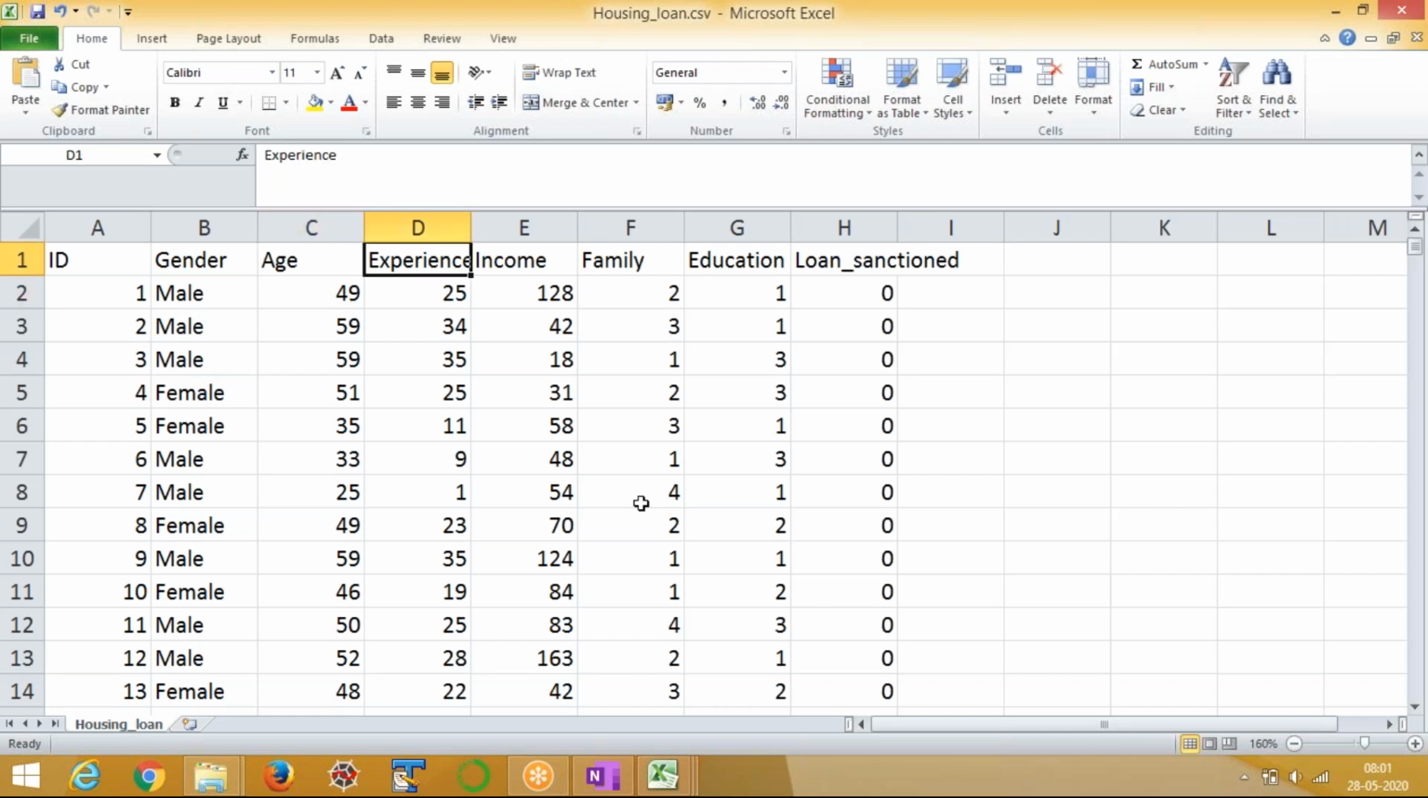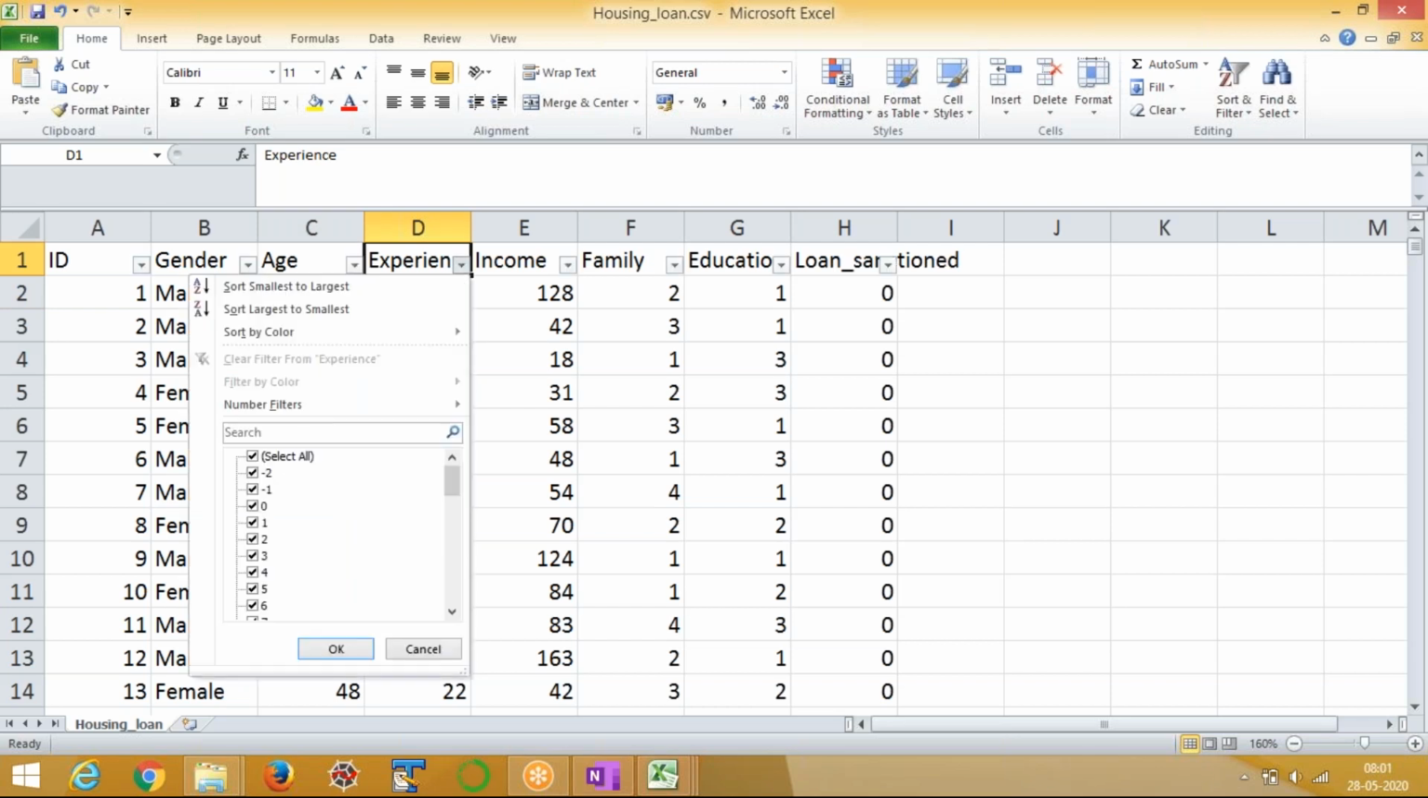Experience. Same continues. If I open it like this, I can see some negative values here: -2, -1. 0 means zero experience, okay, that matters, but -1 and -2 mean something is wrong in the data. Understanding the data is correct, but something in the data is wrong, so you need to make it correct. Those techniques we'll learn in the data cleaning section. -2 and -1 are not valid numbers for experience.